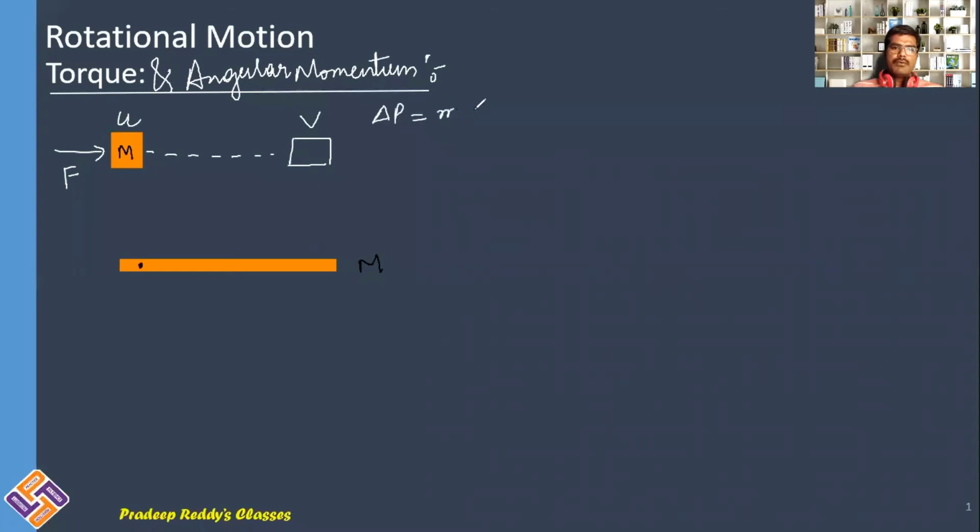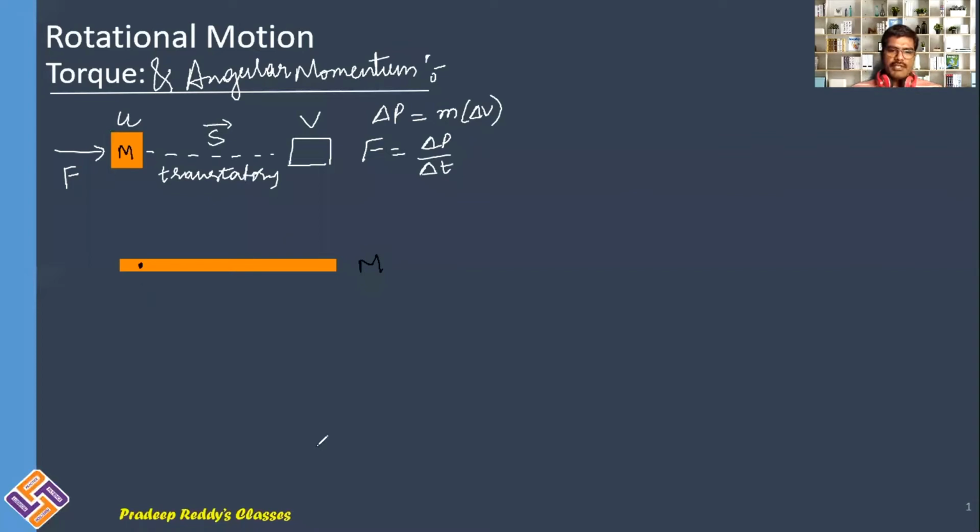Delta p is equal to m into delta v, final velocity minus initial velocity. Force will produce change in momentum of the body. Therefore, there is some displacement observed here. That is pure translatory motion. This is pure translatory motion.